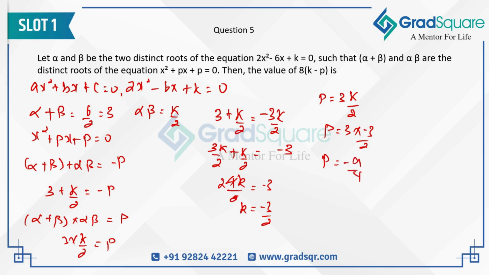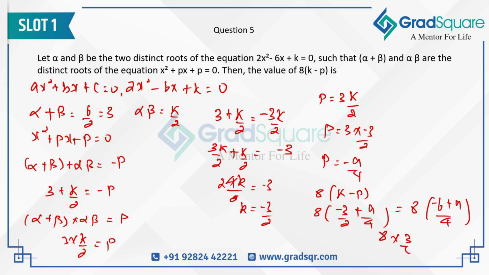So p = 3 into -3/2, which is p = -9/2. So what has been finally questioned? 8(k - p) should be the answer, which is equal to 8 into (-3/2 + 9/2), which will be equal to 8 into (-3 + 9)/2... so 8 into 3/2 is your answer, which upon cancelling gives us the final answer as 6. So the answer for the given question is 6.